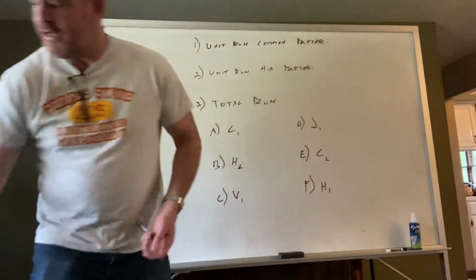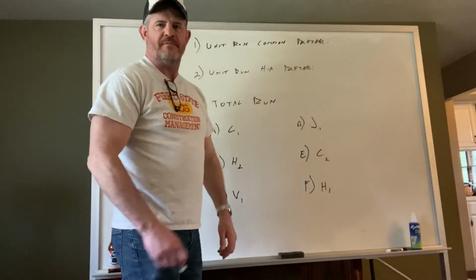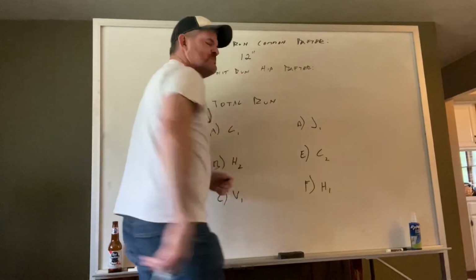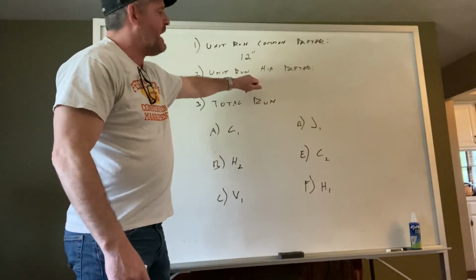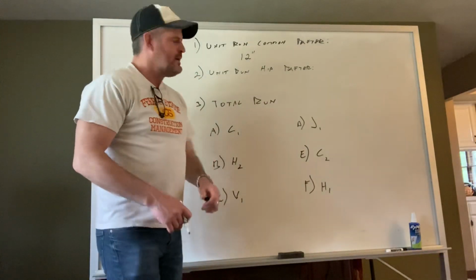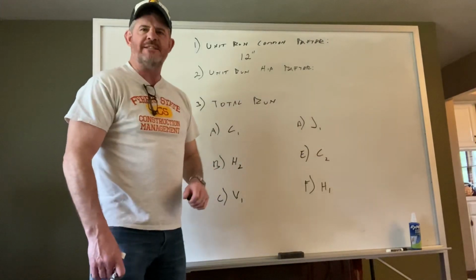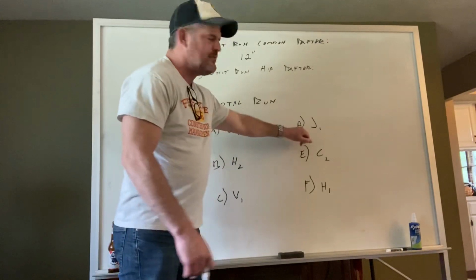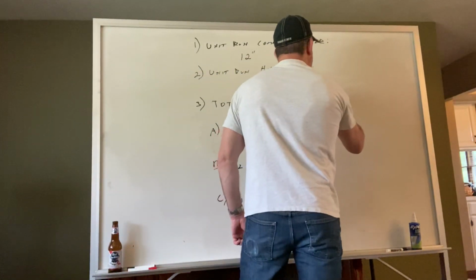All right, so looking at this, what do we say here? Unit run of a common rafter. We've talked about this a bunch of times. Is always 12 inches. Always. Unit run of a hip rafter. I'm going to answer that one last because that's what we're going to be looking at today. So going down to number 3, total run. What did I say the total run always is, except in the case of jacks? It is always 1/2 my span.